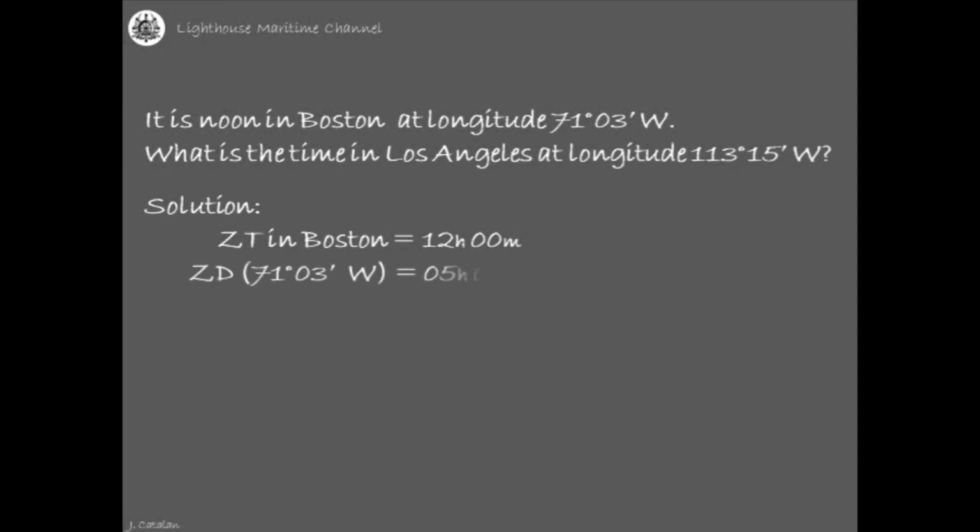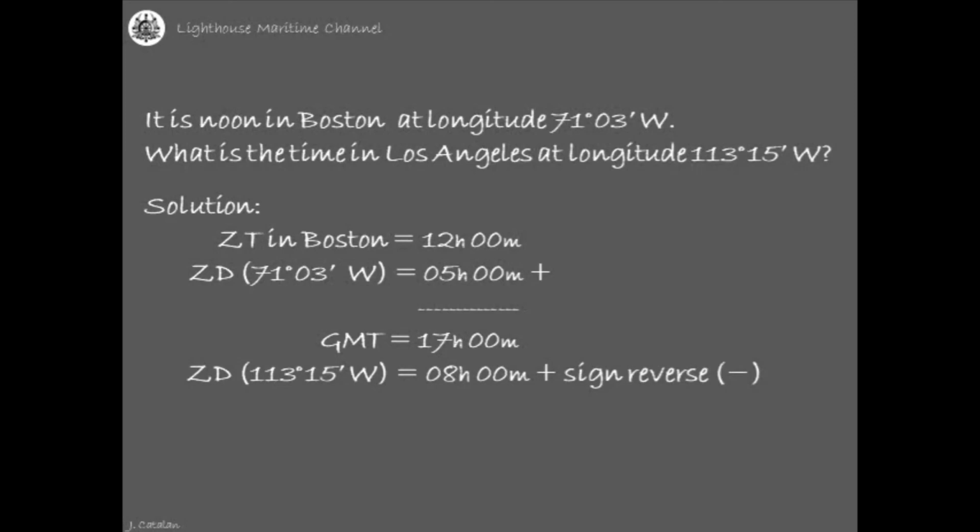Zone description at 71 degrees and 3 minutes west is equal to 5 hours and 0 minute, positive. The result is the Greenwich Mean Time, which is equal to 17 hours and 0 minute. Zone description at 113 degrees and 15 minutes west is equal to 8 hours and 0 minutes, positive. Sign reverse, and it will become negative. The result is the zone time in Los Angeles, which is equal to 9 hours and 0 minute.